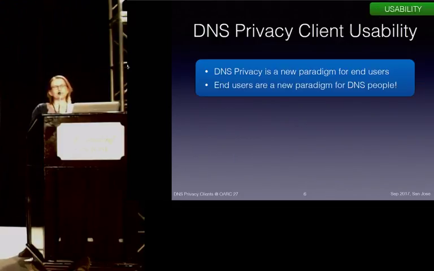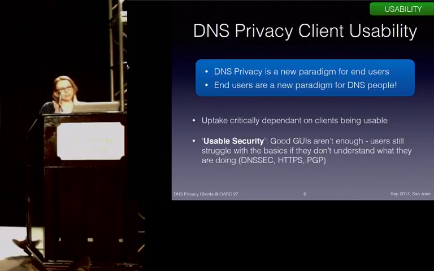Now, those are the functional aspects of thinking about DNS privacy. I just want to touch briefly on a word that isn't used very often in this context amongst DNS people, and that's usability. So DNS privacy is a really new paradigm for end users. Most of them aren't even really aware what DNS is. They only know about it when it breaks. And also, these end user folks, they're kind of a new paradigm for DNS people in the fact that we actually have to consider what they're doing, what they're clicking on, what they're seeing, that sort of thing. But I think usability of DNS privacy is really critical in this being deployed.